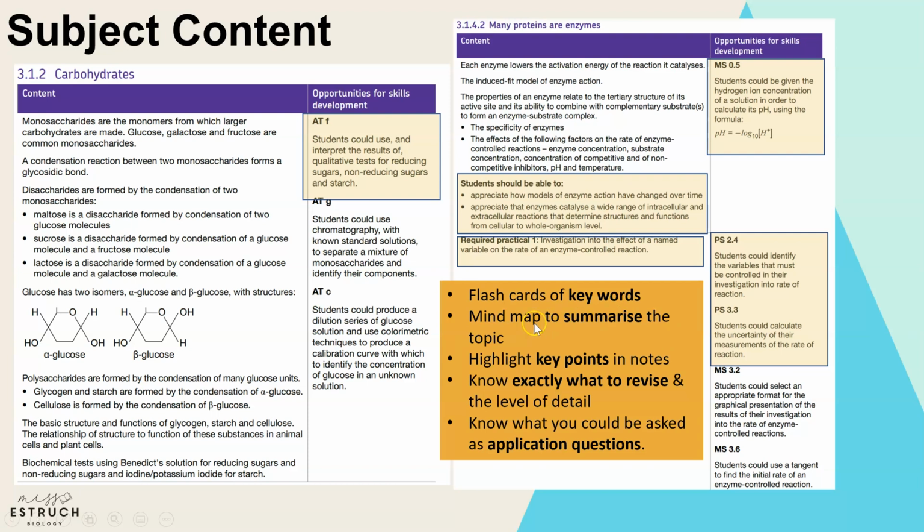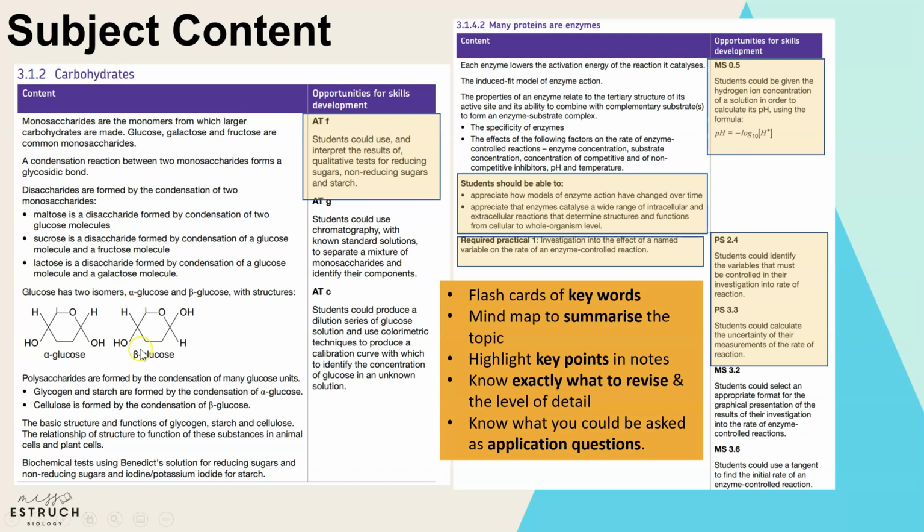Or you might want to use the theory or the content sections to make a summary mind map. So instead of writing out lots and lots of notes, you might want to use it to see what are the key points that I need to know for carbohydrates or for enzymes, whatever the topic might be, and then make a summary mind map. Or it could be, as more of a starting point after a lesson, you could then review your specification to see from what you wrote down in your notes in the class and maybe from looking at your textbook, what are actually the key points that you could be examined on.